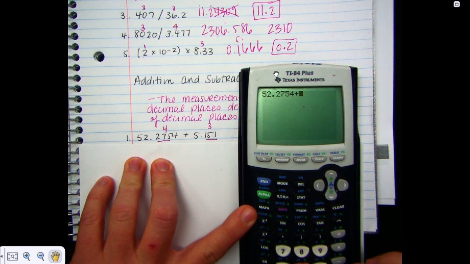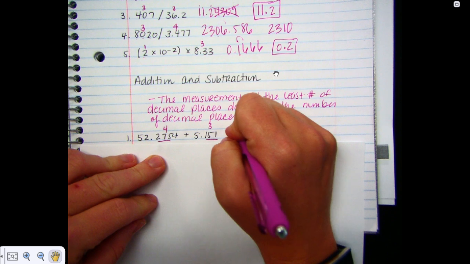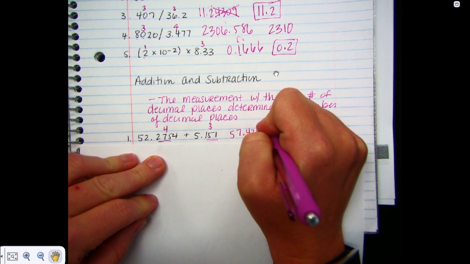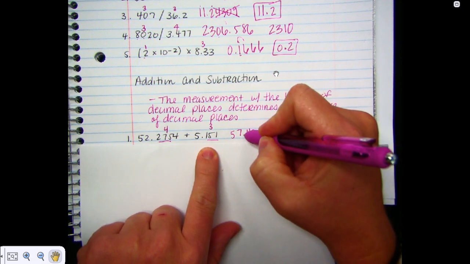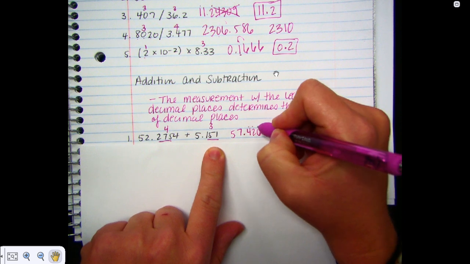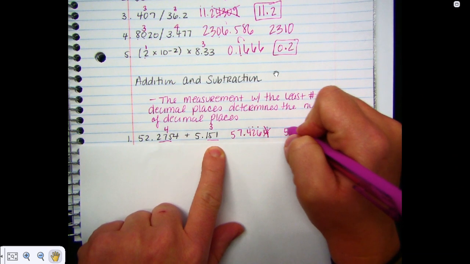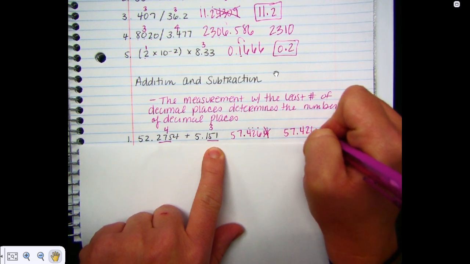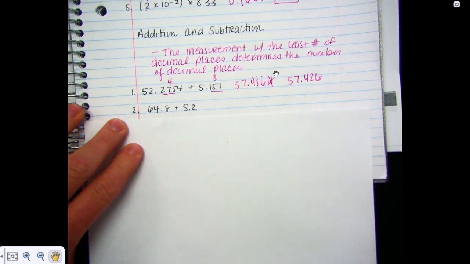52.2754 plus 5.151 gives me 57.4264. I can have 3 decimal places. So I'm going to start counting after the decimal because that's what I'm worried about. 1, 2, 3. Does the 4 round the 6? Nope, drop it. So my answer is 57.426.